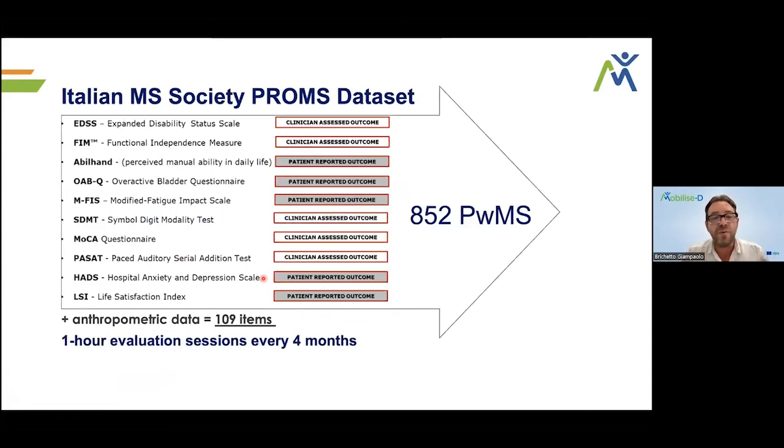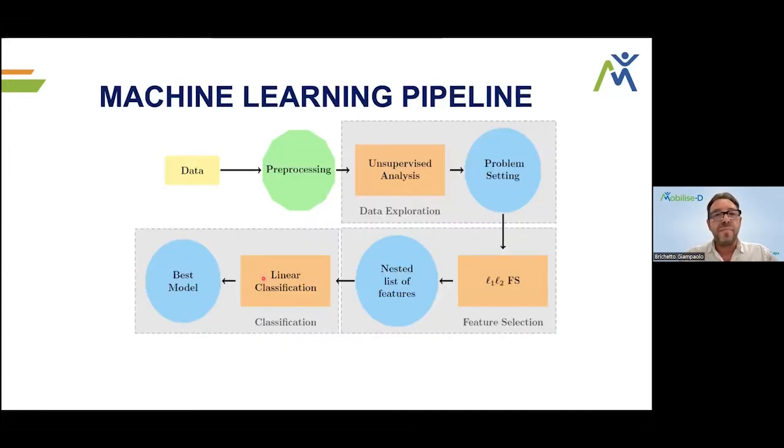So our idea was to start to collect this data and have a sort of register of patient-reported outcomes. And in a first analysis of this outcome in more than 800 people with MS, we started to use a machine learning approach that is used also in different aspects of our life. For example, used by major companies to understand our behavior and what we would like to buy.